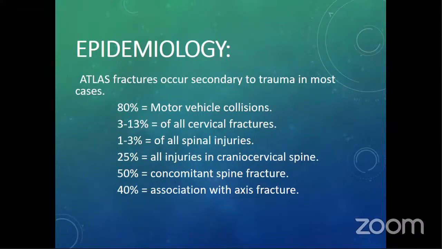In 50% of cases, a concomitant spinal fracture is present, and in 40% of the cases, there is an association with axis fracture. So one must keep these two percentages in mind. Whenever a patient comes to you and you suspect an atlas fracture, you must rule out other spinal fractures and especially the fracture of the underlying axis vertebra.